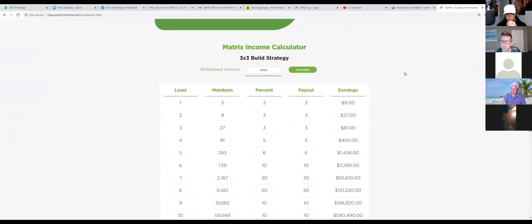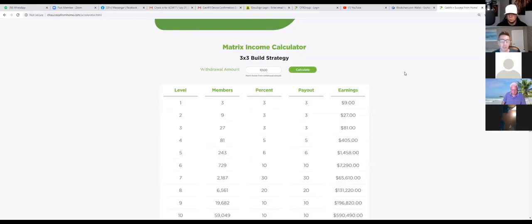And this gives you a really rough idea of what your 3x3 build can start doing for you. So remember, how do we get to this point? I send friends to CFX Success from Home on the homepage, and I have them just watch 10 minutes of videos. And then I ask them a couple questions. Well, what did you like most? What did you like least? And if there's genuine interest, do you want to make money quickly or do you want to make money slowly?